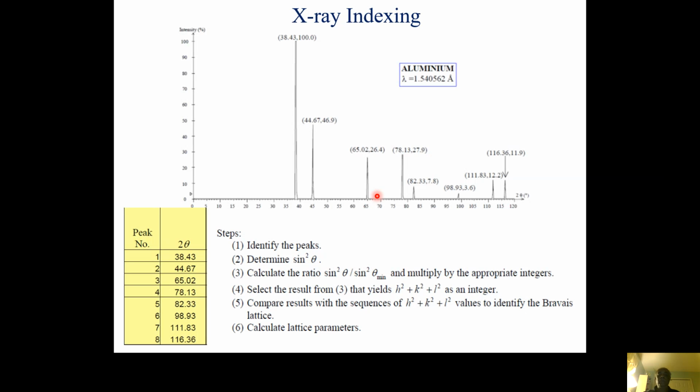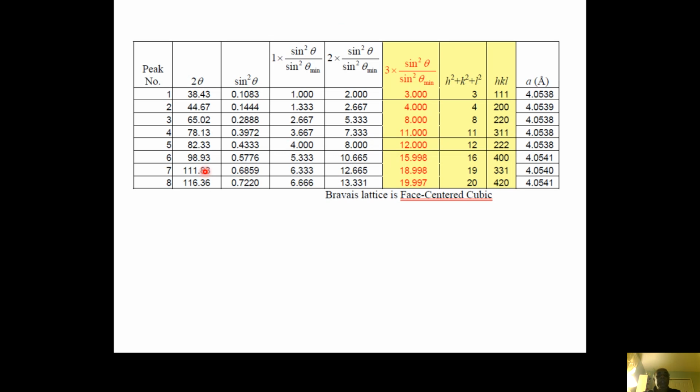After that, it is very easy using 2d sin theta equals n lambda to find the value. Okay, so how do I do that? First I got 2 theta, then I take half of that and square that one.